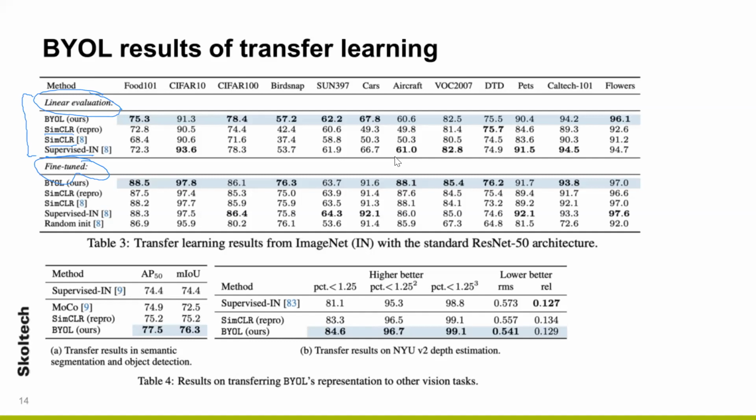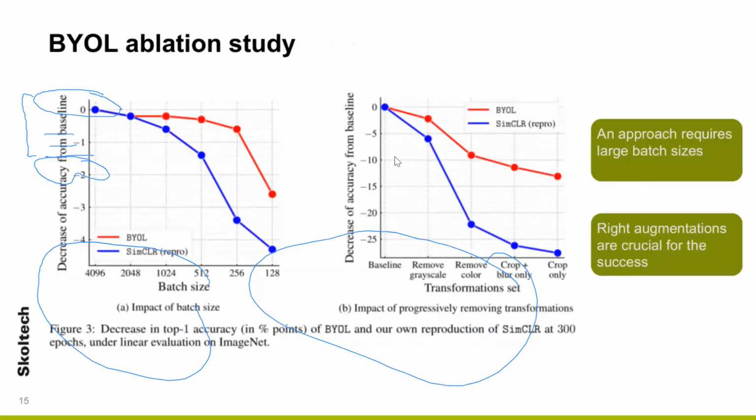We also can try to transfer the results in different ways. For example, we can try to use these embeddings to solve the semantic segmentation problem, object detection, or depth estimation. For all these problems, we can see that this approach based on bootstrap your own latent is the top, and it's even better than supervised embeddings, because with supervised embeddings we are training to solve a different problem.